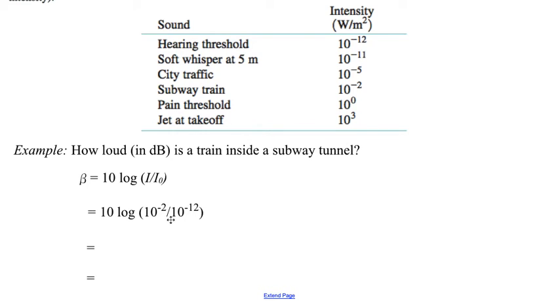So 10 to the minus 2, remember when we're dividing and the bases are the same, we subtract the exponents. So we're going to have 10 times the log of 10 to the 10th, because we have negative 2 minus a minus 12, which is negative 2 plus 12, which is 10. And remember when our base and our log base are the same, they drop out. So we're left with just the exponent 10. So we have 10 times 10, which is 100 dB.